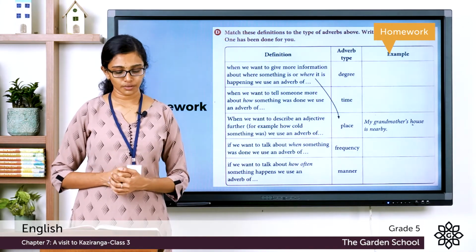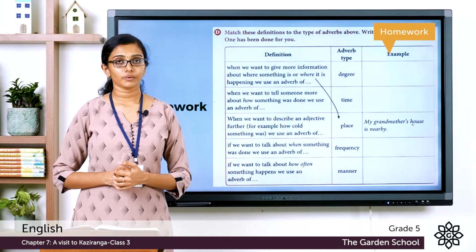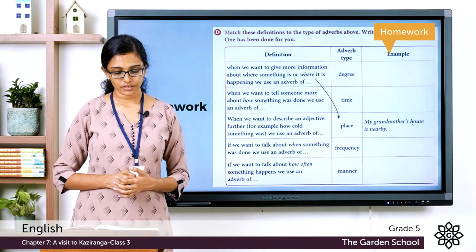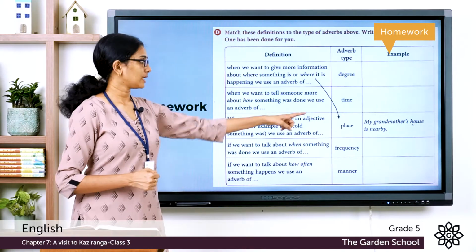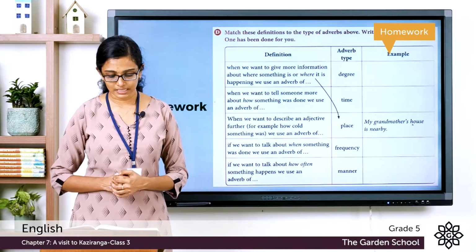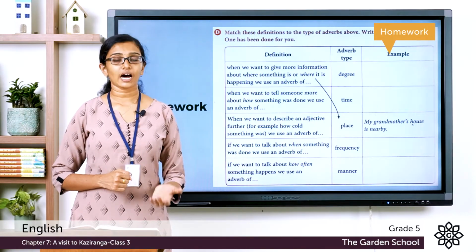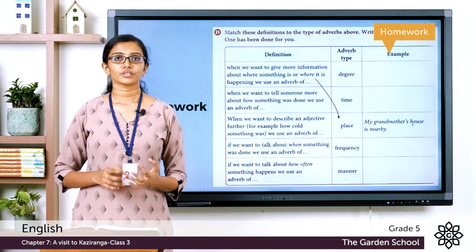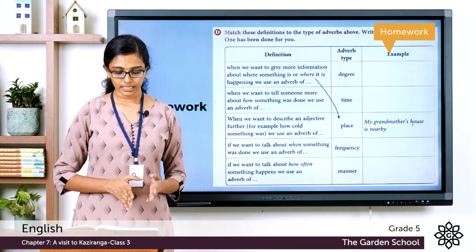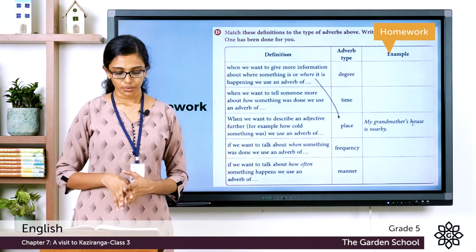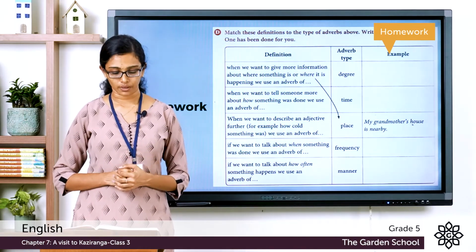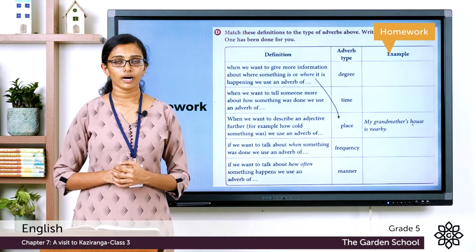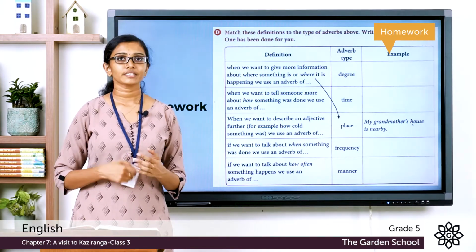Let me read it out to you. When we want to give more information about where something is or where it is happening, we use an adverb of place. And there is one example sentence given there. My grandmother's house is nearby. Use this example as a reference. Similarly, you have to complete the table with the correct matches and example sentences for each type of adverb. You can do this as a homework. Now, let's discuss the next exercise.